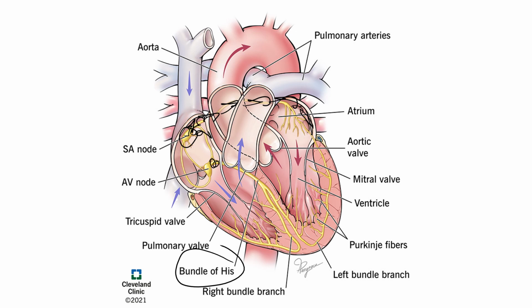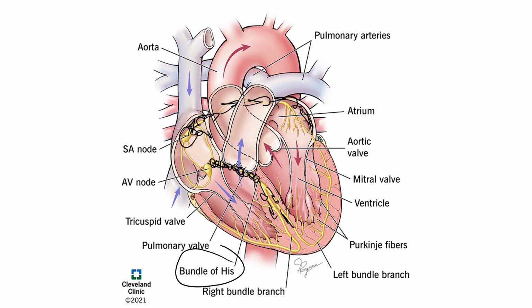And all these bundle of His fibers are attached to one another. Right? There's going to be thousands of them. And the action potential really starts ripping through these bundle of His fibers. These are conduction fibers that are designed to propagate action potentials at very high velocities. Once the bundle of His fibers enter into the interventricular septum, they bifurcate and form the bundle branches.